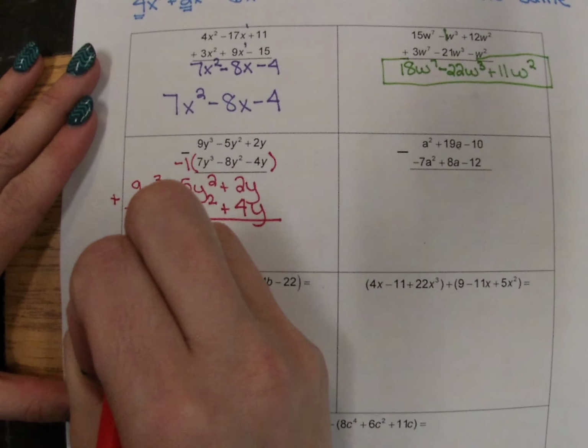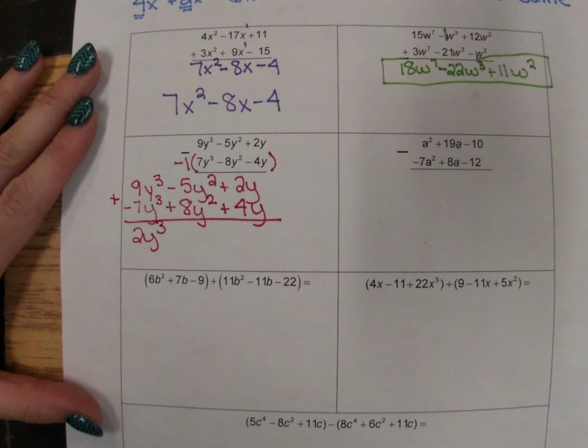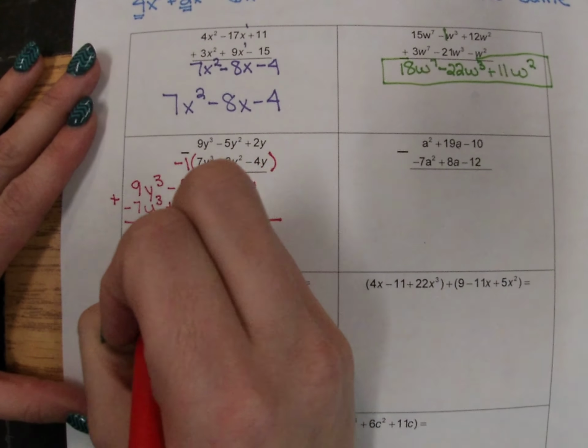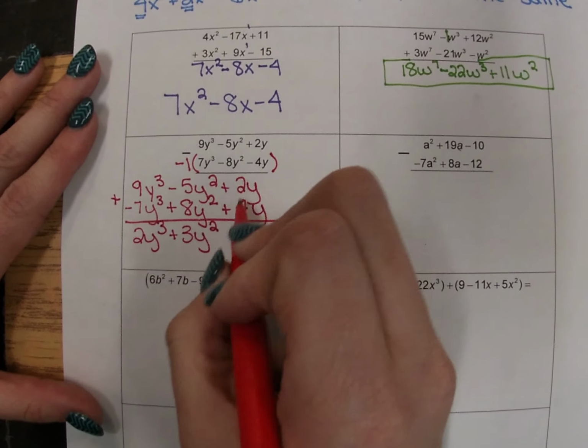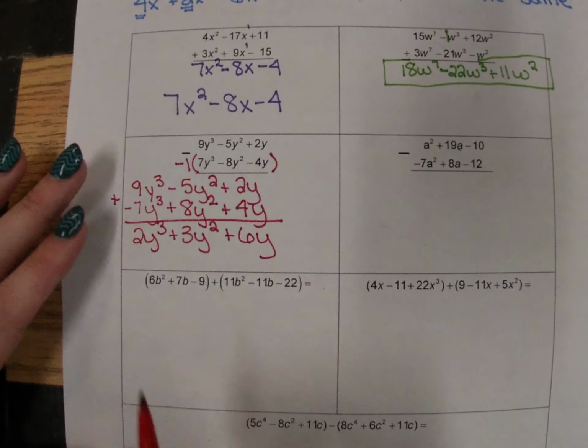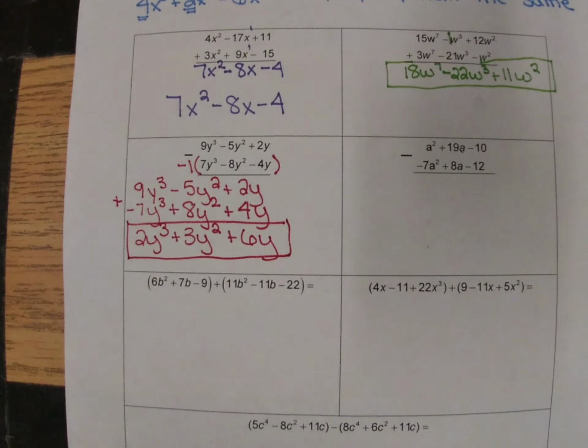So this will become a 2y to the third. This will be a plus a 3y squared. Negative 5 plus 3 is a positive 3. And 2 plus 4 is 6. Then we don't have to worry about dealing with subtraction or any of those other signs. We can just add straight down and get our final answer.